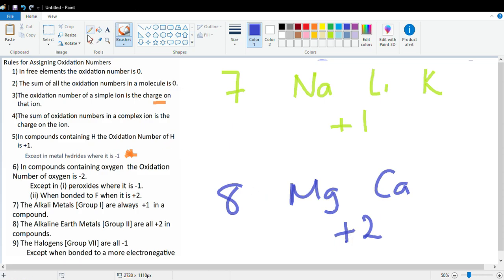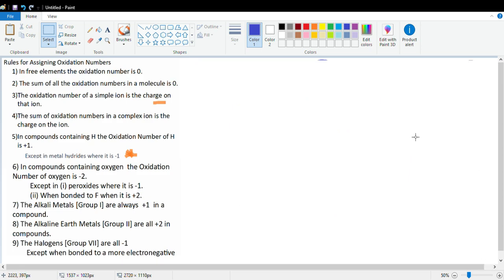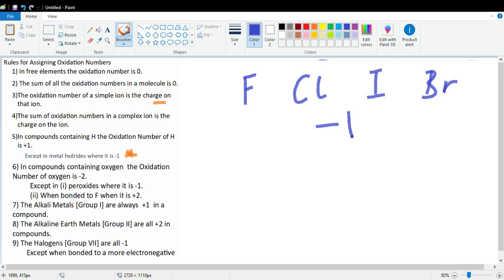And last but not least, rule number 9 is about the halogens, so group 7. When you've got fluorine, chlorine, iodine, bromine, when they're in a compound, they're always going to be -1. Again, of course, there's an exception to this very important rule: except when they're bonded to something more electronegative. So it should say down here, when bonded to a more electronegative element.